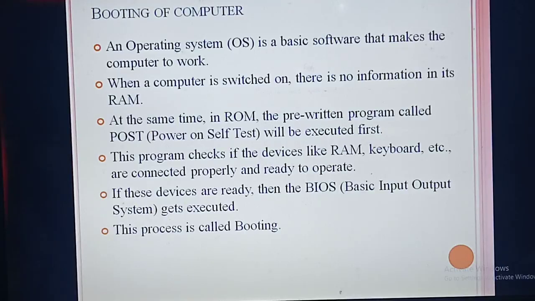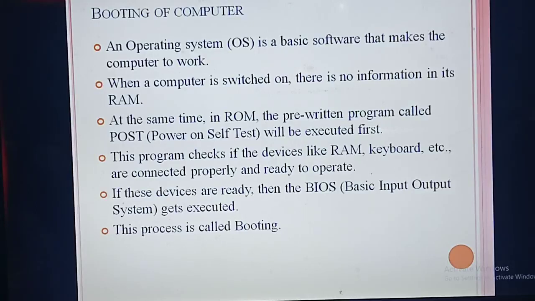So once again I'll tell it like a story. When you switch on the computer, there is no information in the RAM. At the same time, the ROM contains a pre-written program called POST, that is power on self-test. What's the use of that? It will check whether all the devices are working properly. This process is called BIOS, and the entire process we call booting. Understood? Very important 3 mark question, mostly expected question.